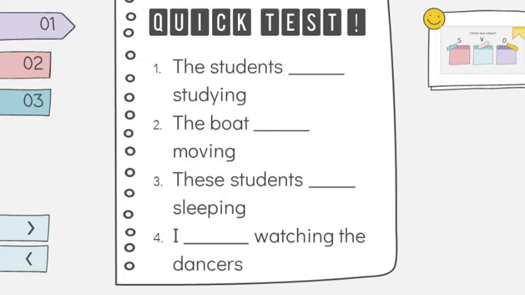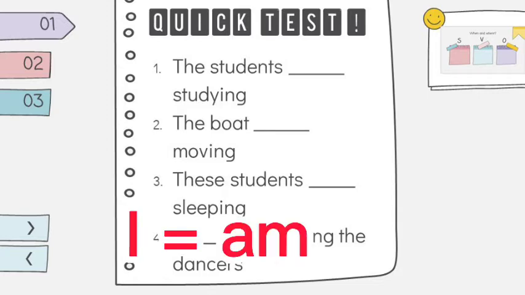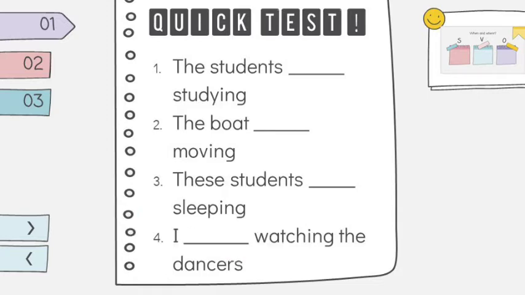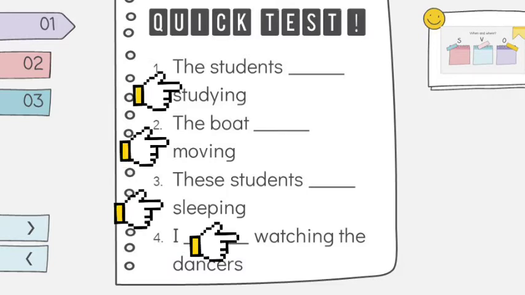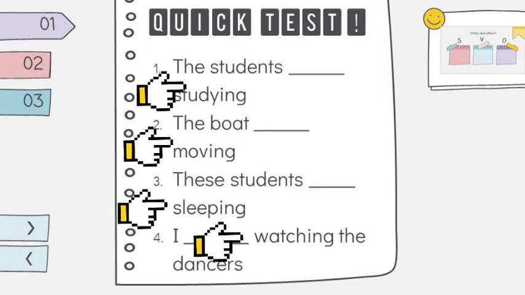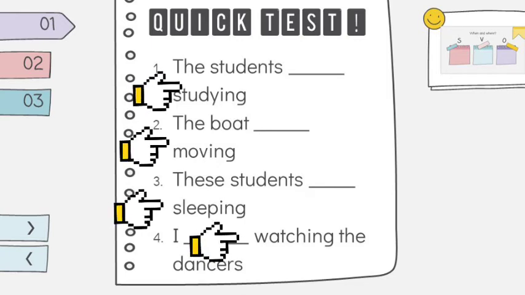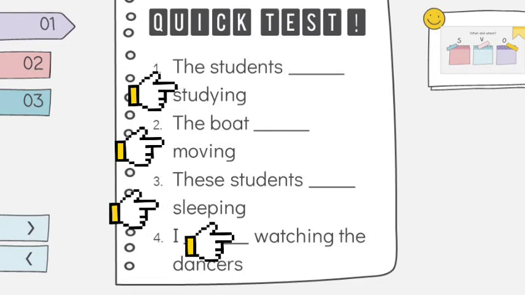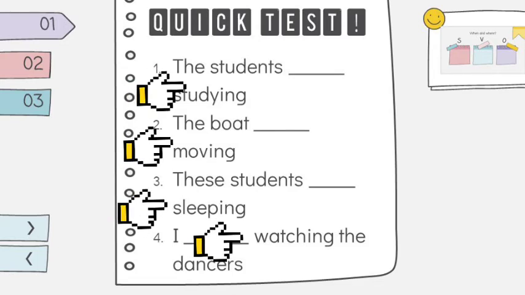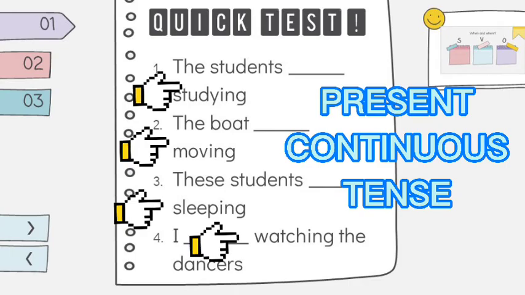Okay, and the last one, I am watching the dancer. As I've said before, I is very special, so we need to use I am. Okay, so now as you can see above, the students are studying, are and ing; is moving; are sleeping; and am watching. So those are present continuous tense.